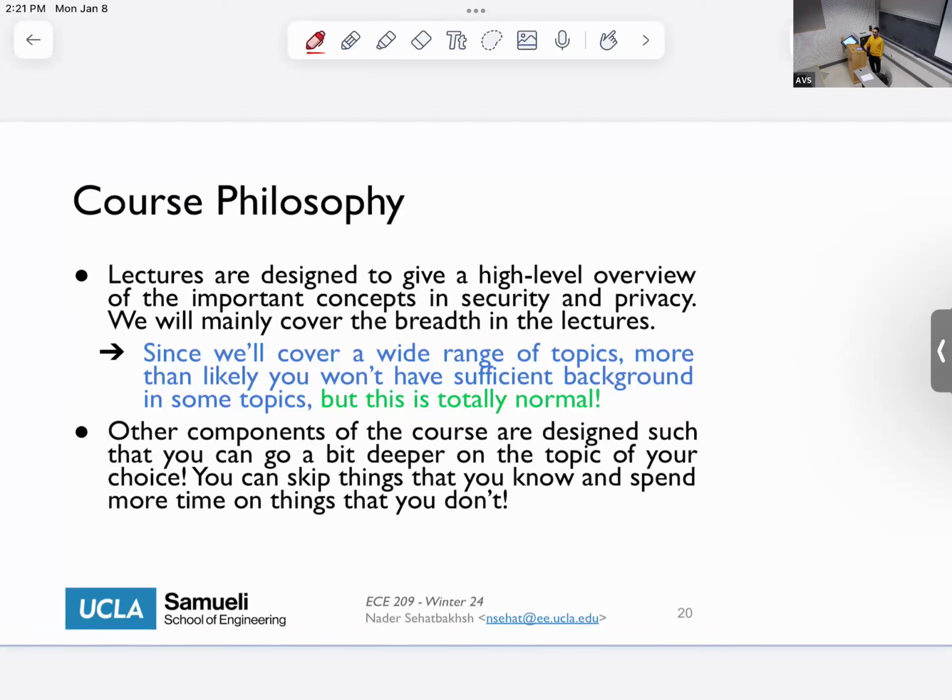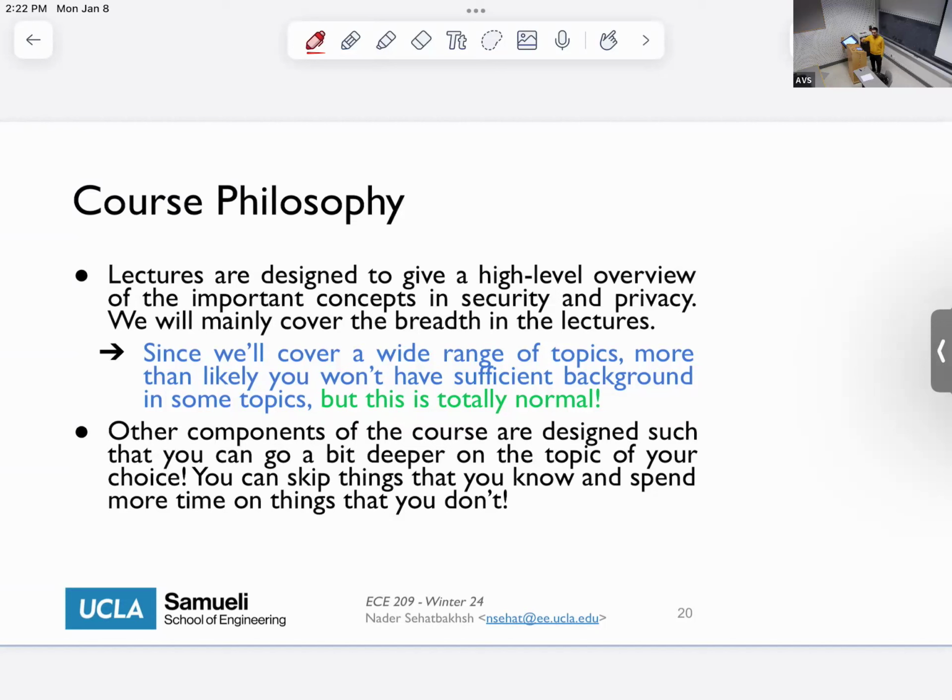But the rest basically depends on you, on how deep you want to go, whether you want to really do something interesting here. And as I said, there might be topics that you won't have any background on. Don't worry. We're going to give you some feedback. But this is totally normal because we flip-flop between software and hardware, and not necessarily all of you have background on all of these things.